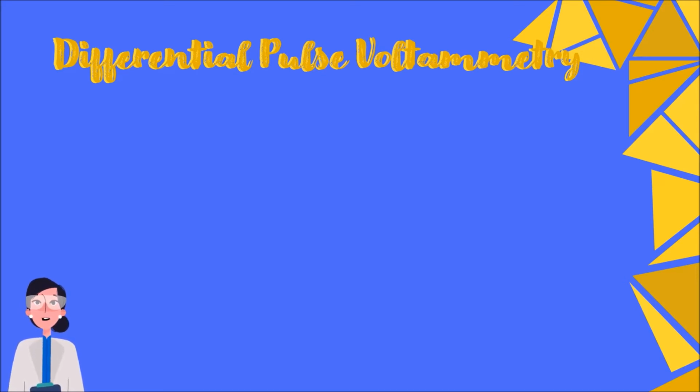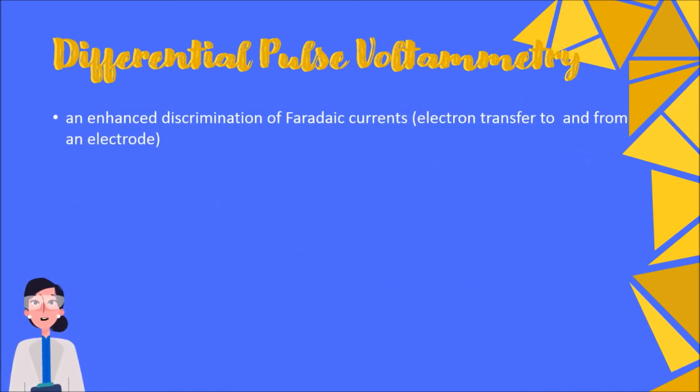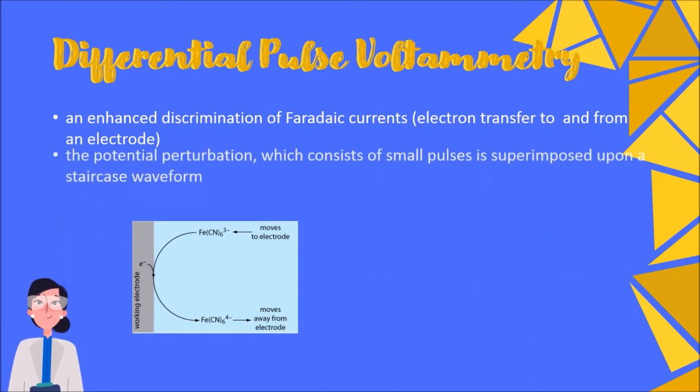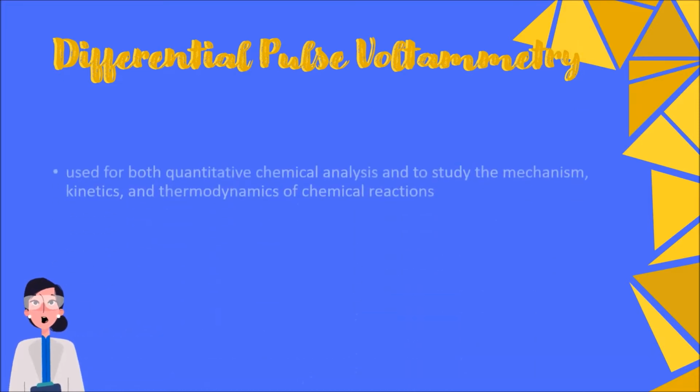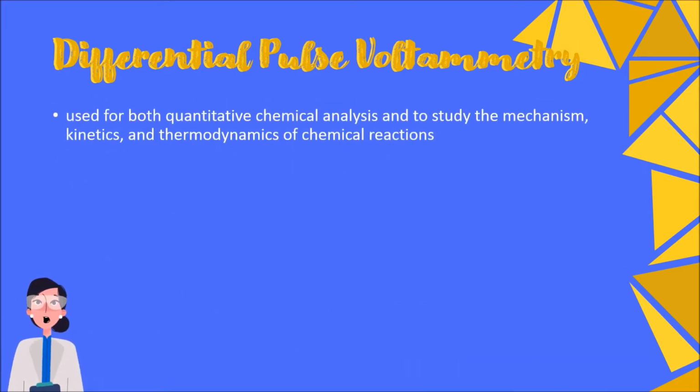So, what do we mean by differential pulse voltammetry? It is an enhanced discrimination of Faradaic currents, electron transferred to and from an electrode, where the potential perturbation, which consists of small pulses, is superimposed upon a staircase waveform. This means that small amplitudes are applied and superimposed at the base potential, which slows down at a gradual rate. It is used for both quantitative chemical analysis and to study the mechanism, kinetics, and thermodynamics of chemical reactions.